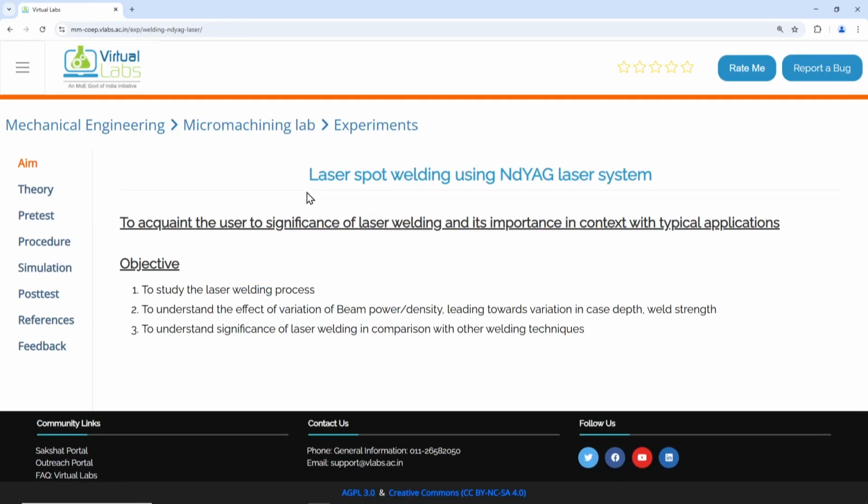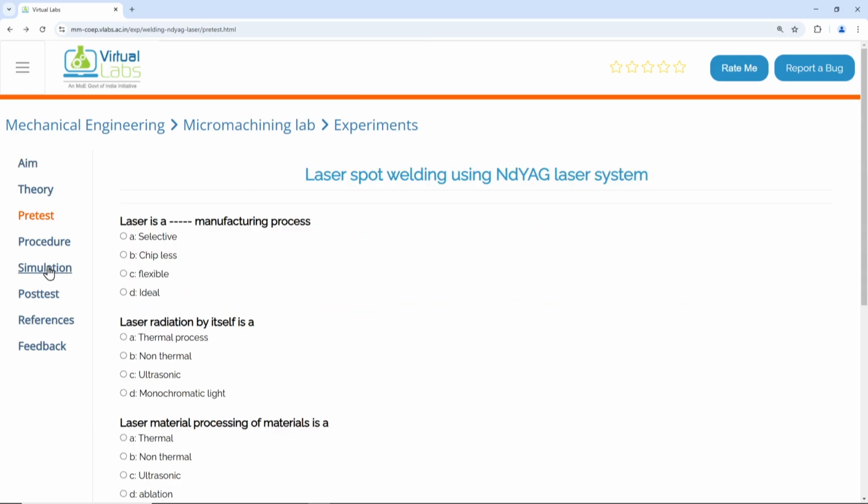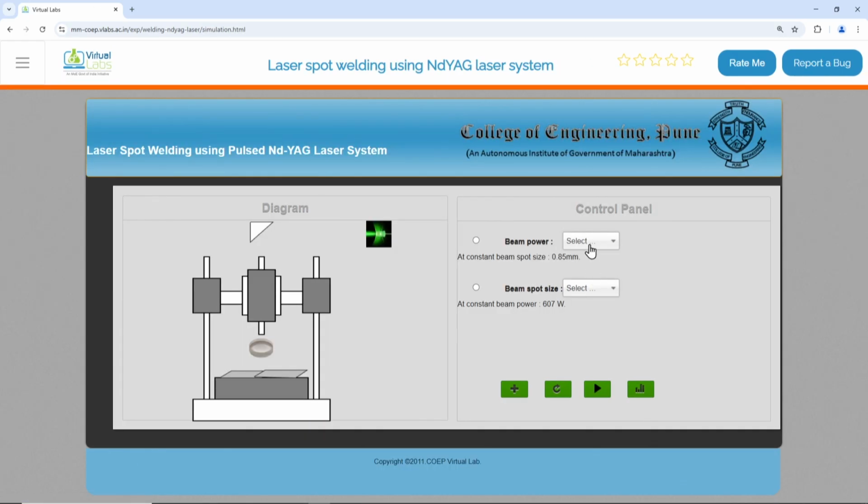Now next I have picked spot welding using the Nd:YAG laser system. So I will directly come to the simulation here. What I need to do is first select between beam power and spot size. I say beam power. I fix beam power at 486 and take one reading. You see the laser reflecting through the mirror here, and the machining is happening here. Machining, or spot welding you could say. So beam power is 486.